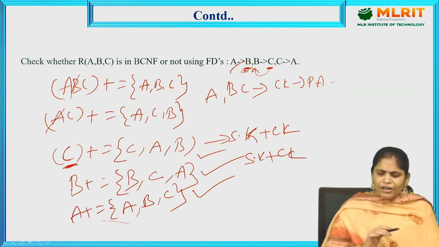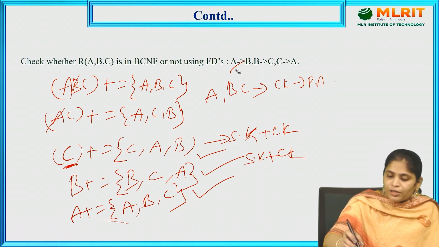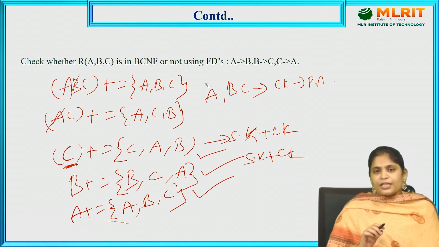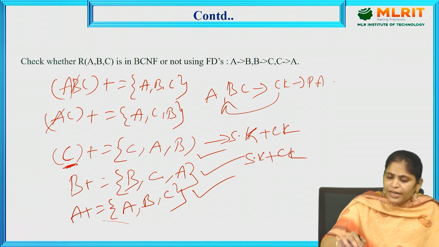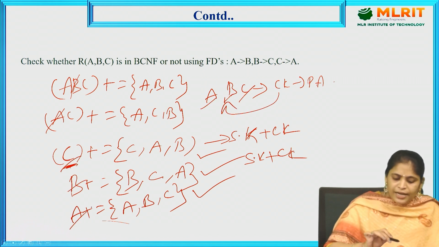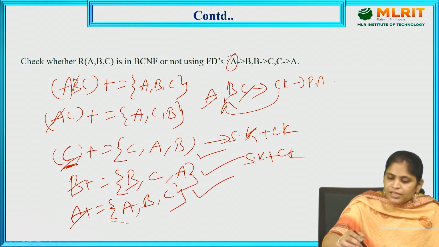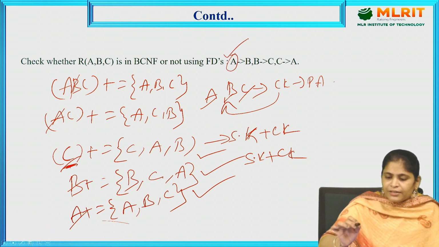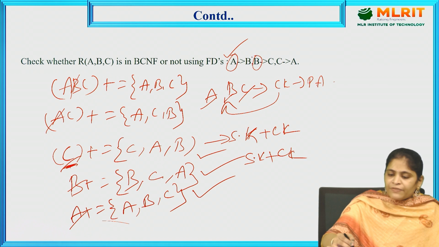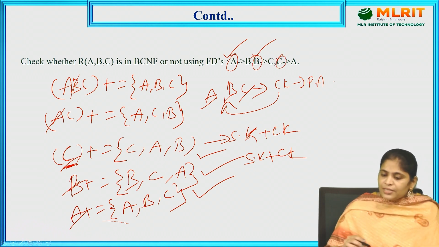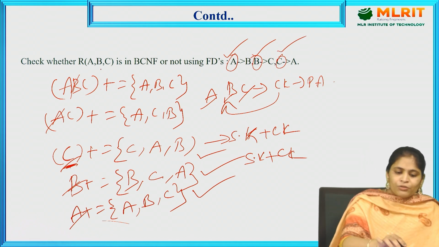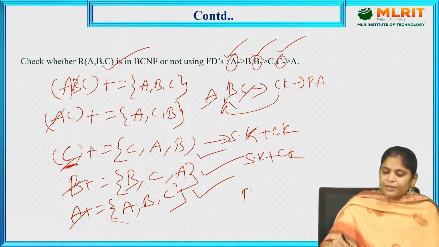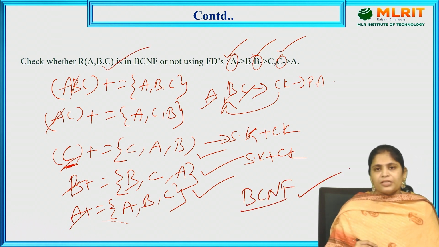Okay. Now we need to check whether this is in BCNF or not. What is BCNF? BCNF is nothing but the LHS must be a candidate key. Now we have 3 candidate keys, A, B and C. These are the candidate keys, right? So what is the LHS in the given FD? A is a candidate key. This is a valid FD. B derives C. B is also a candidate key, valid FD. What is here? C. C is also a candidate key. This is also a valid FD. So we can say that the given relation is in BCNF, Boyce-Codd Normal Form.